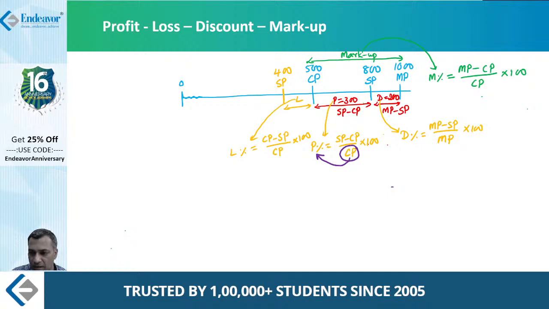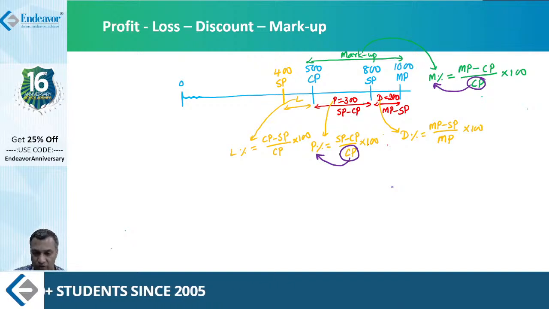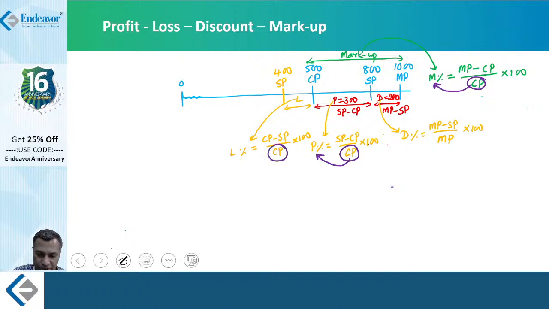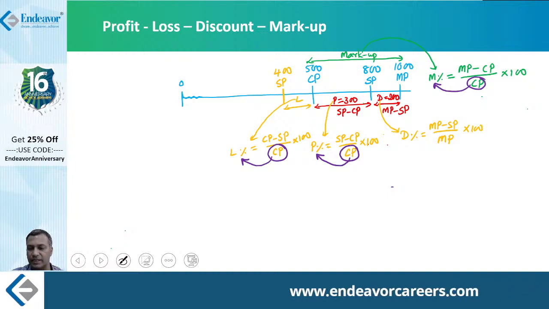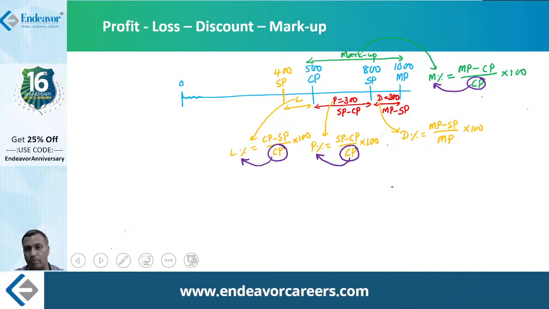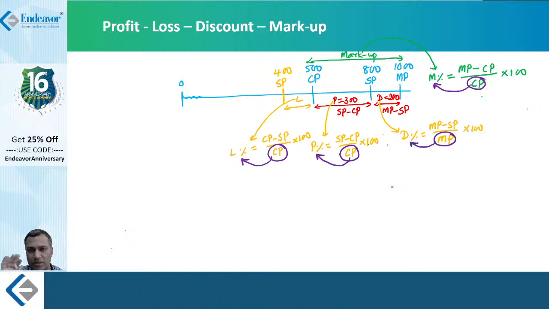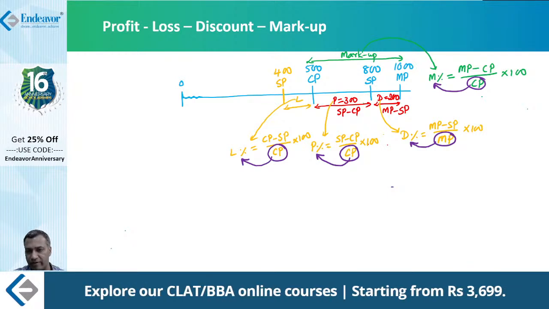Then markup is calculated upon cost price. Loss percentage is calculated upon cost price. So three of them are calculated upon cost price, except one, the discount is calculated upon mark price. Nothing is calculated upon selling price. Let me put this into perspective with respect to the way we learned the markup in the previous chapter.